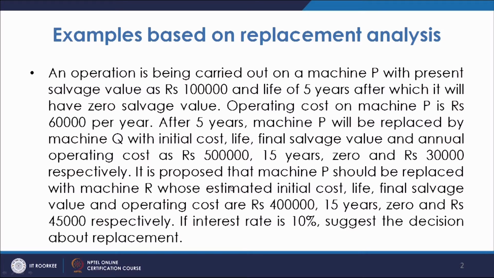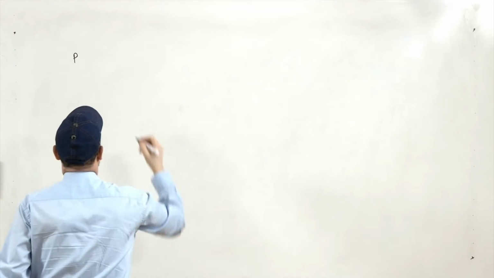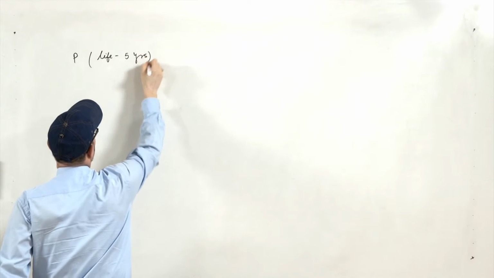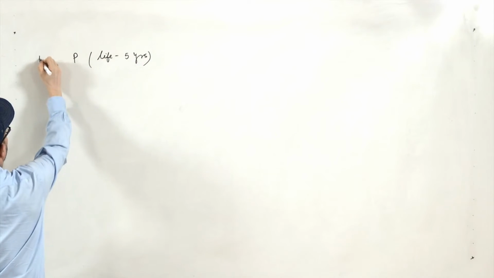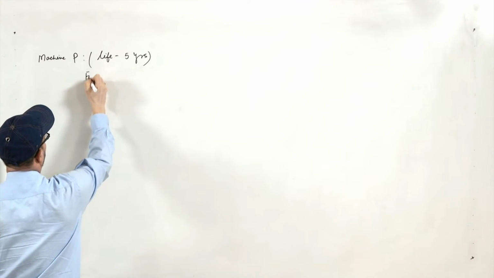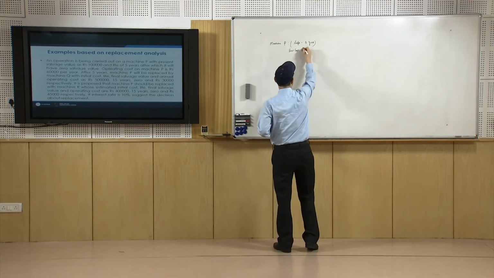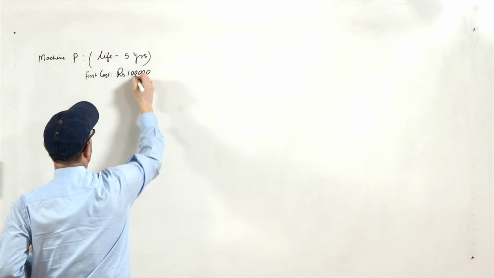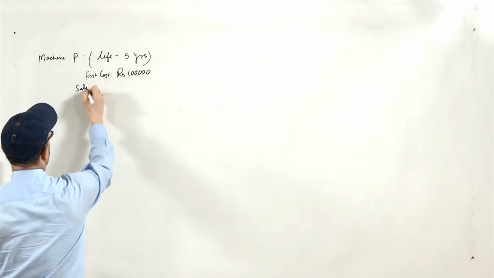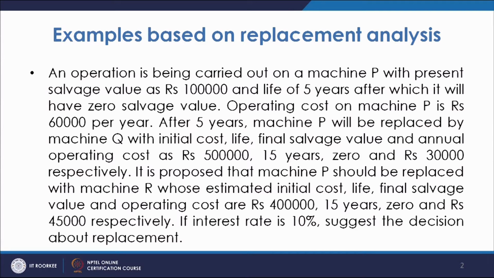The data first of all we will write, what is given. So, basically you have machine P, life 5 years, first cost as rupees 1 lakh, salvage value 0, and annual operating cost is 60,000.